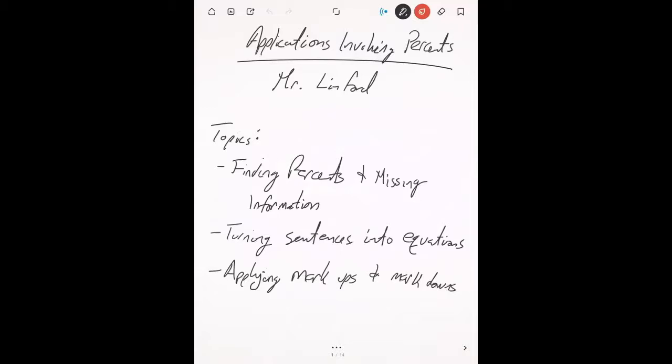Hopefully you can understand me, because in today's video we're going to be figuring out how to find percentages and other missing information using percentages. We're also going to be trying to turn sentences in English into equations. And then we're going to figure out how we can apply percent markups and markdowns.